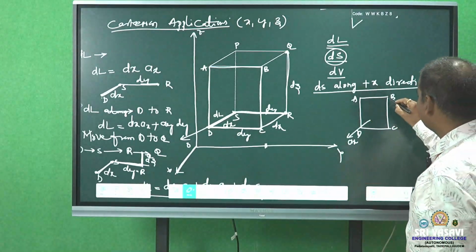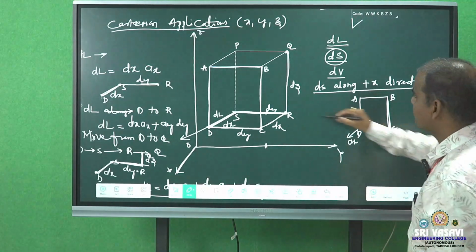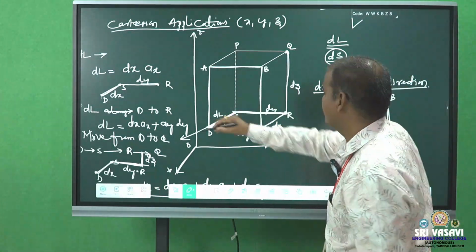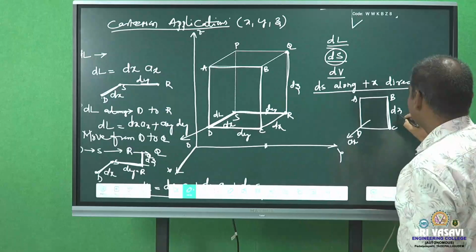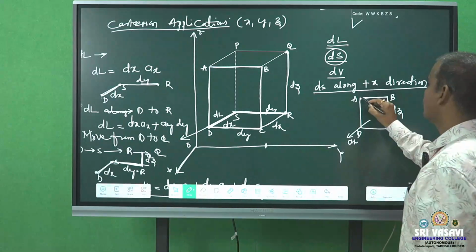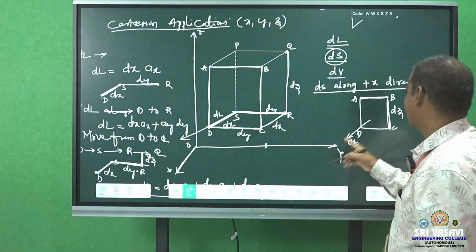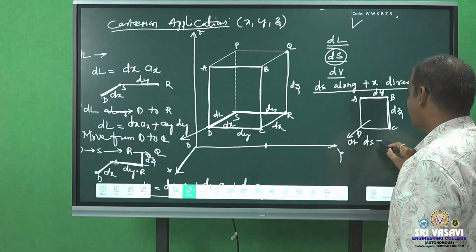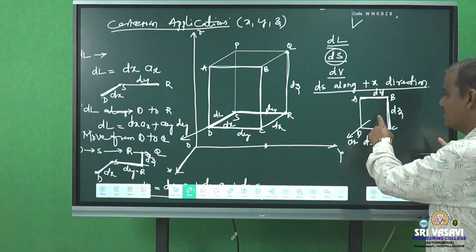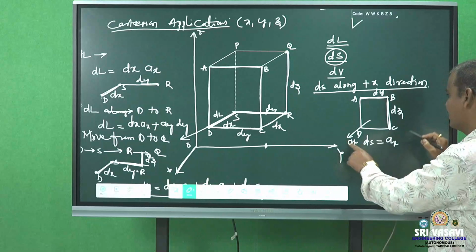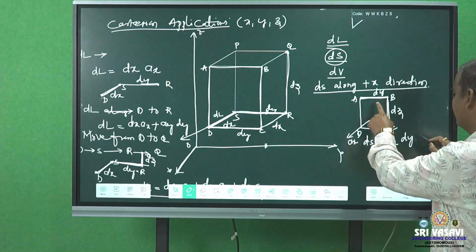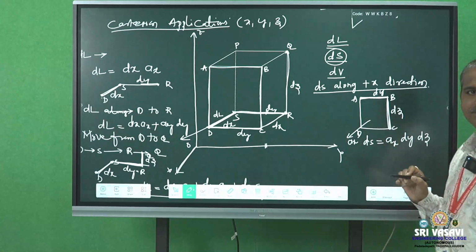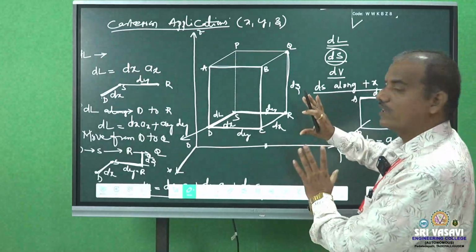Then the remaining parts. This is a small length along which direction? This is towards the Z direction. Therefore, you may write dz. This is AB. It is also a small length in the Y direction, therefore we write dy. Therefore, the differential surface along the x direction is AX dy dz. This is the way we have to analyze.